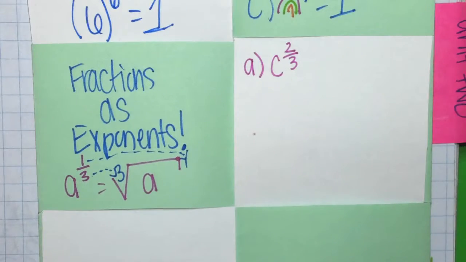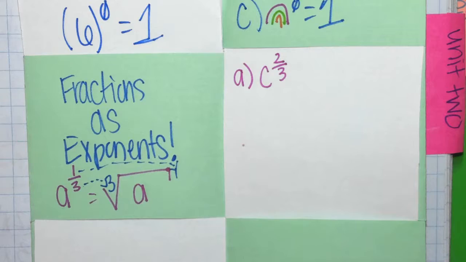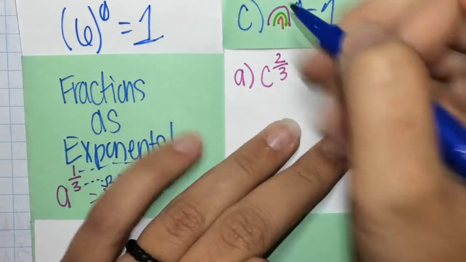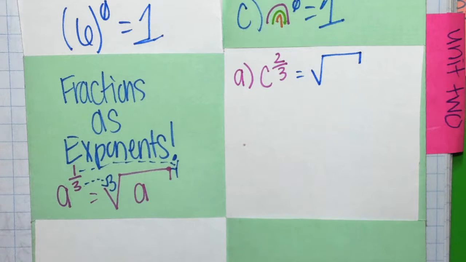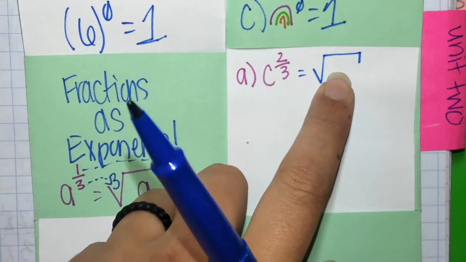Alright. So now we have c to the 2/3 power. What you're going to do: make the radical. Draw the radical. Everybody just draw the radical. Now, what goes inside the house?